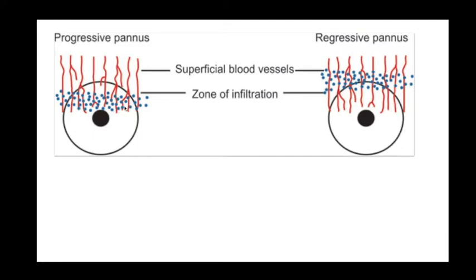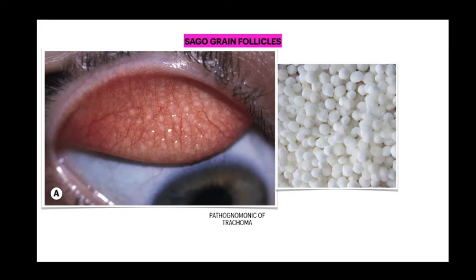Now, what is regressive pannus or pannus siccus? That is, vessels have extended a short distance beyond the area of infiltration. So this is the area of infiltration, and the vessels have gone a short distance ahead of the infiltration. So that is regressive pannus.